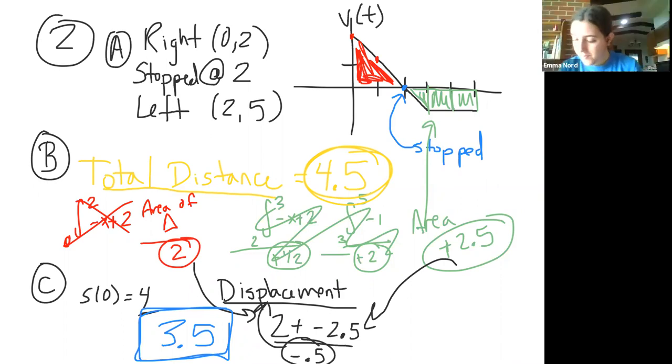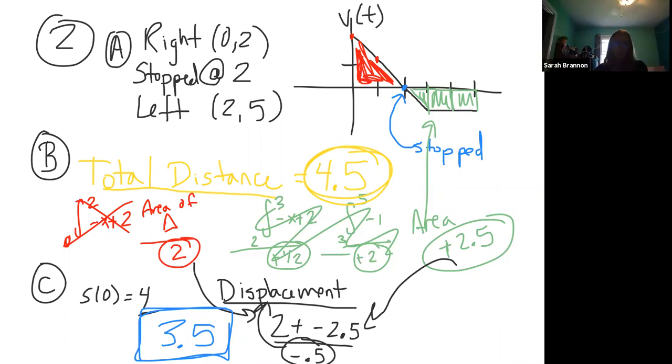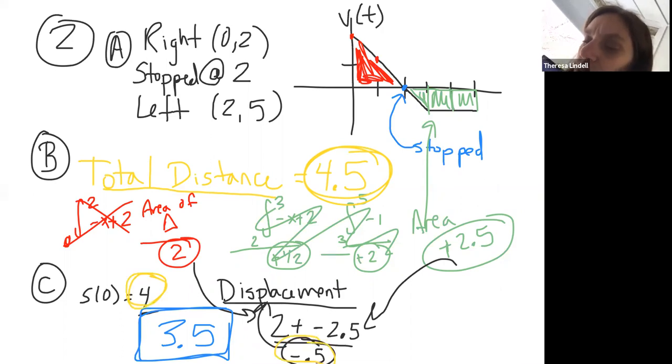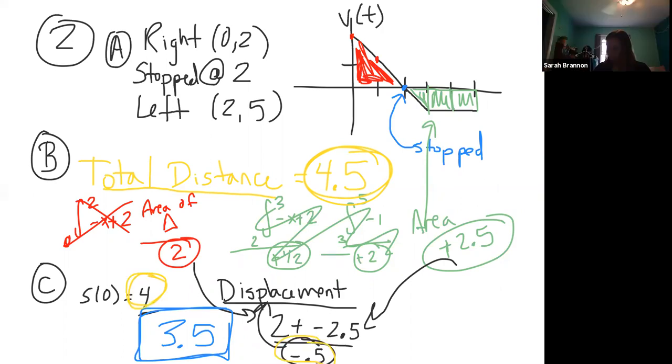Okay. Wait, where did the 3.5 come from? So we took the negative 0.5, which is the displacement, and we added it to the original position that they gave us at the very top, which was S of 0 equals 4. Yeah.